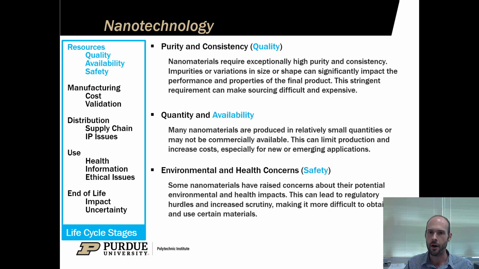So as already mentioned, the purity and consistency is a major factor. It's not like a beam of steel, and if there's some dust on that steel, it's all going to kind of come out in the wash. When you're working with chemical processes, whatever comes in is sort of averaged across the quantity and makes its way out as well.